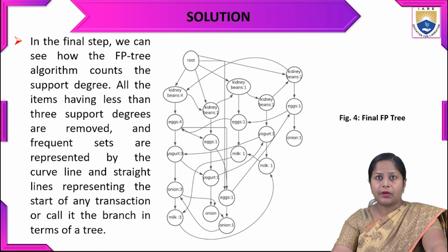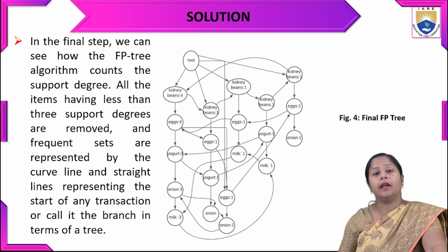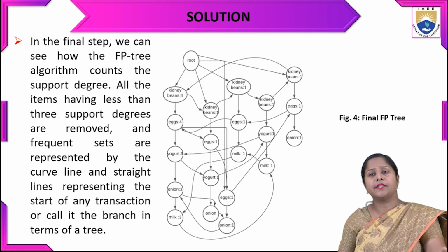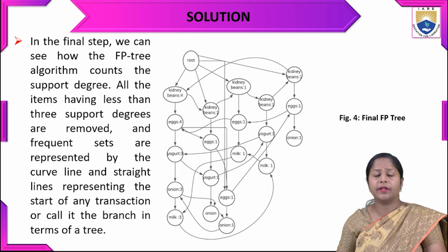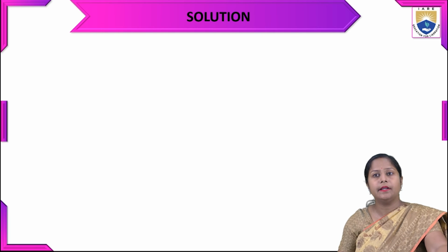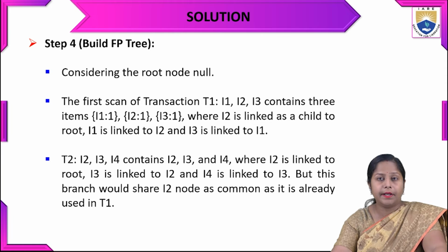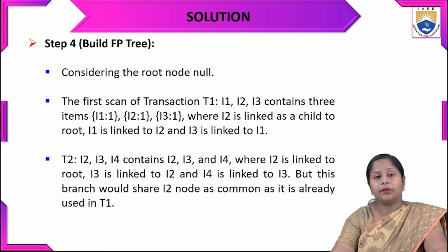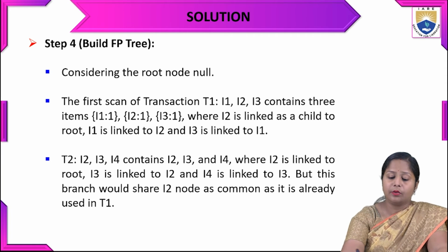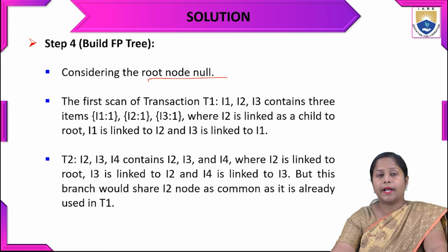So that is the final solution we have got from there, but we will see step by step how we are going to represent and consolidate that. Hence, the final FP tree we can see here. We will see the other steps that build the final FP tree. In the FP tree, the first consideration is that the root node should be null. So the root node we have taken as null.